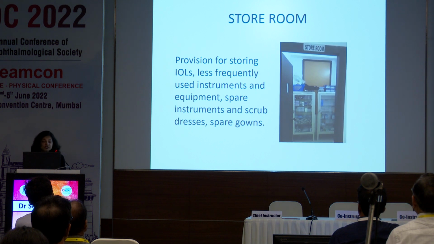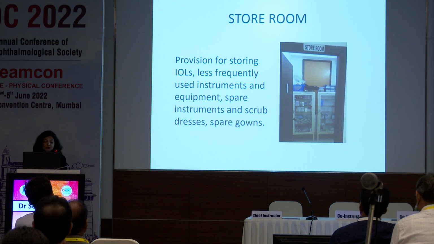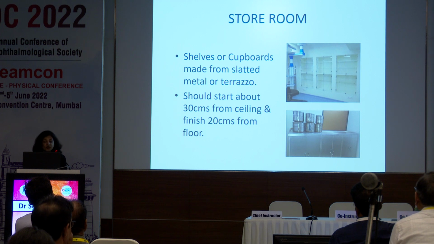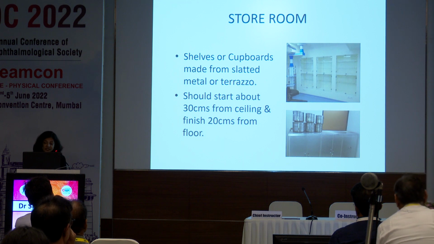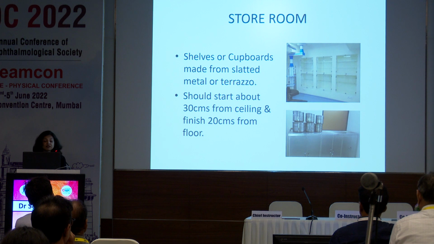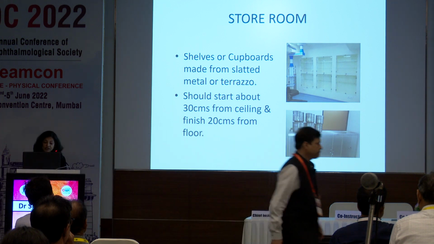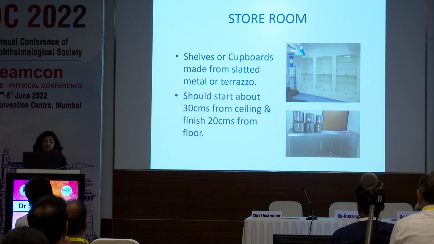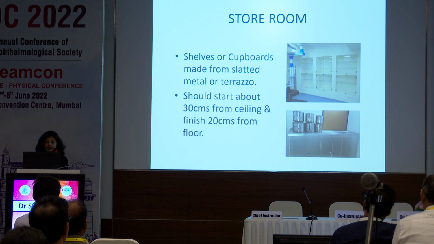There must be a provision for storeroom for storing intraocular lenses, less frequently used instruments, spare instruments, scrub dresses, and spare gowns. Ideally, in the walls of the storeroom the cupboards should be made inside the wall with stainless steel, and shelves are made up of glass. But if this arrangement is not feasible, then cupboards can also be made from slatted metal or terrazzo. The cupboard should start about 30 centimeters from ceiling and finish about 20 centimeters from the floor to avoid dust falling from ceiling and floor landing onto the items.